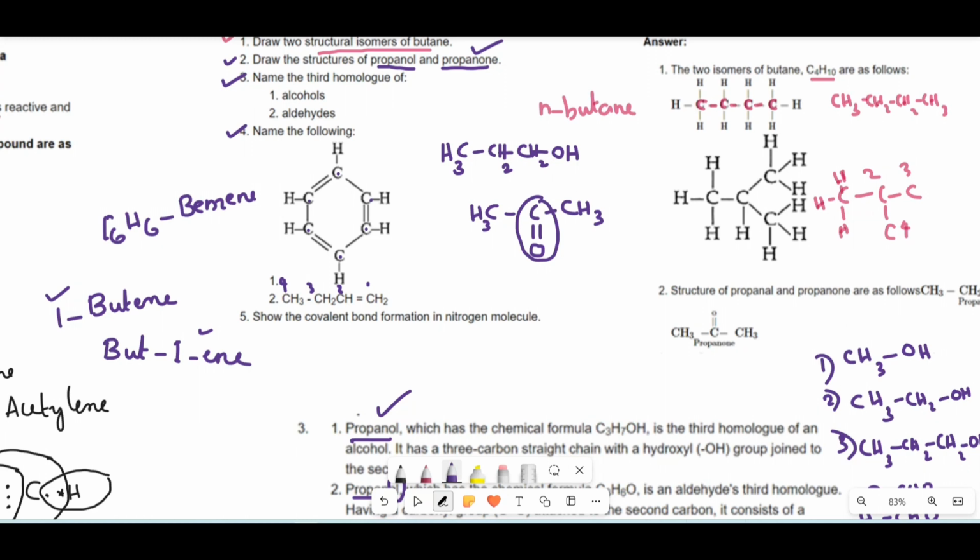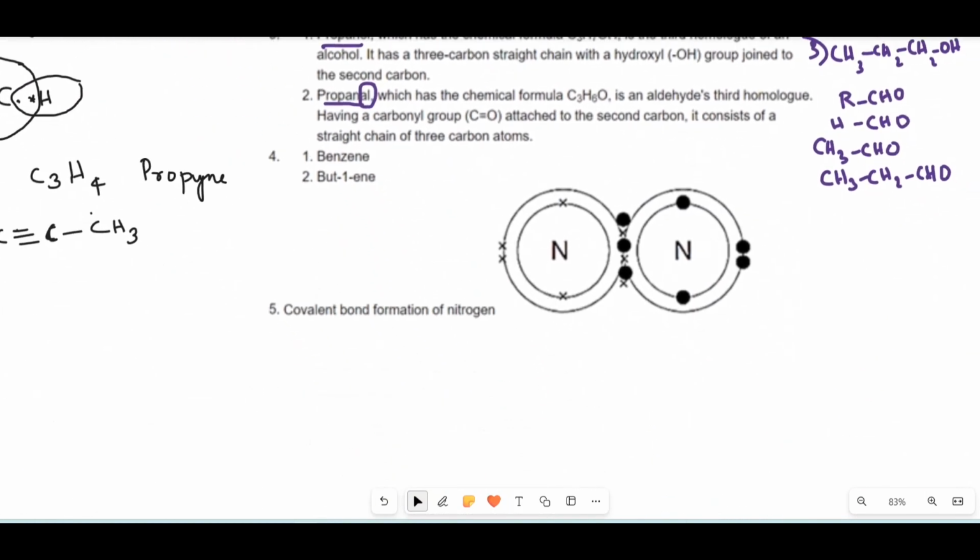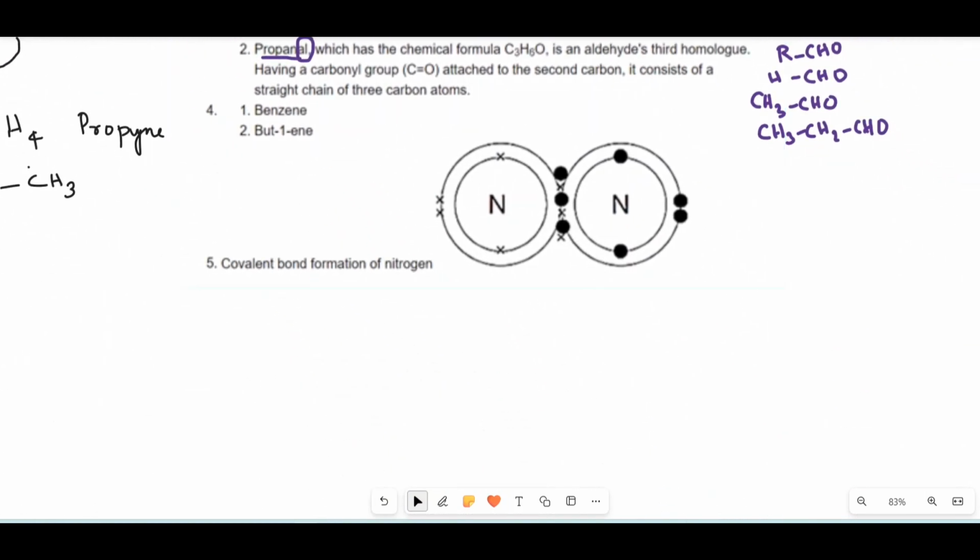Now the last question is show the covalent bond formation in nitrogen molecule. So for the nitrogen molecule, first of all, you should understand that the formula will be N2 and the nitrogen-nitrogen bond is a triple bond. Okay. Then accordingly you write the electron dot structure and covalent bond formation. So this is the covalent bond formation in nitrogen molecule. Nitrogen-nitrogen bond is a triple bond.